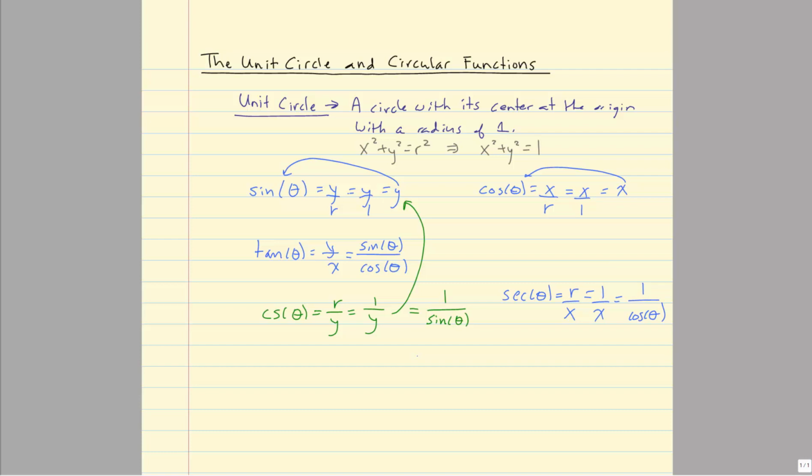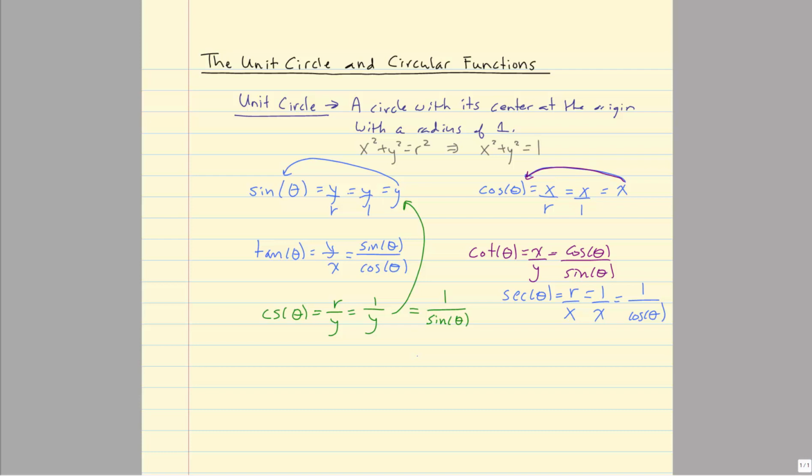Now this is important to keep in mind that this is only true for the unit circle. A unit circle has to be a circle centered at the origin with radius 1. I think the only thing that we haven't done here is cotangent of theta. Cotangent theta is x over y, and of course x from up here we know is cosine of theta. Y is sine of theta. So what we have here then is the reciprocal of tangent. Tangent is sine over cosine. The reciprocal of cotangent then would be cosine over sine. Now these are going to be very important to remember, and you'll want to have these memorized.